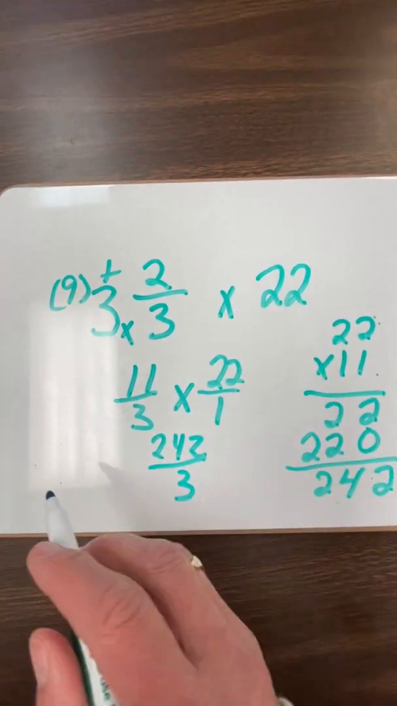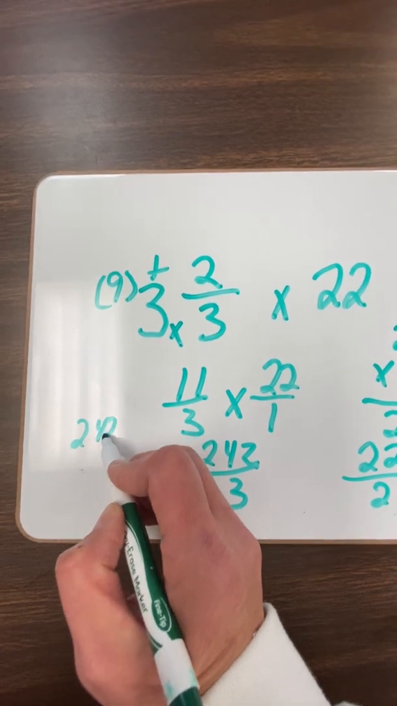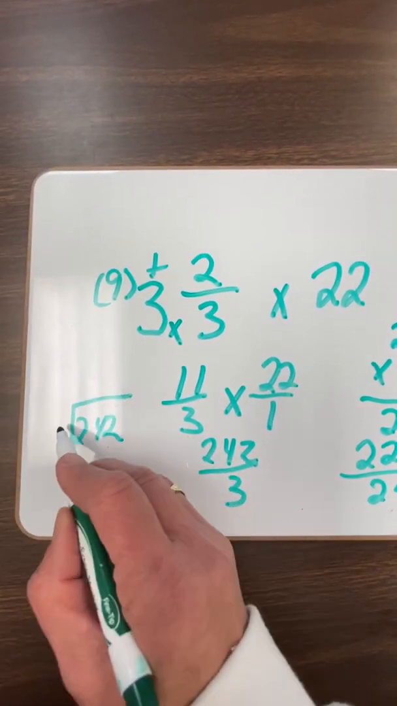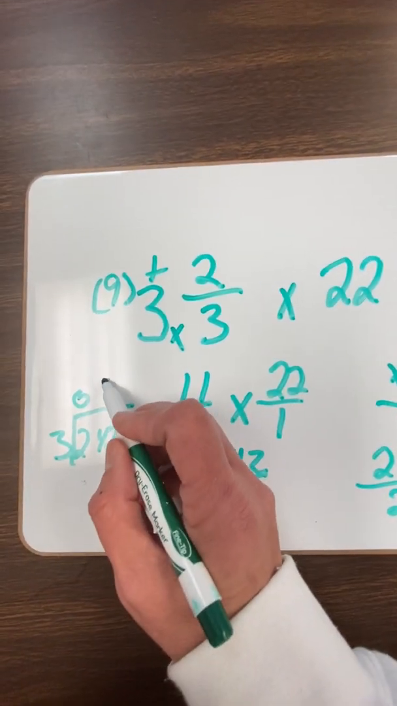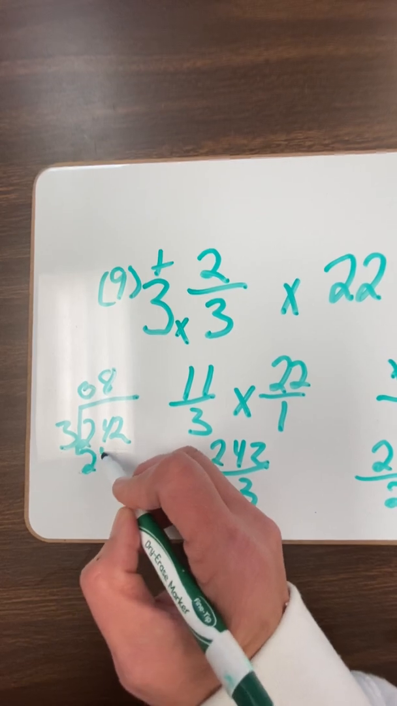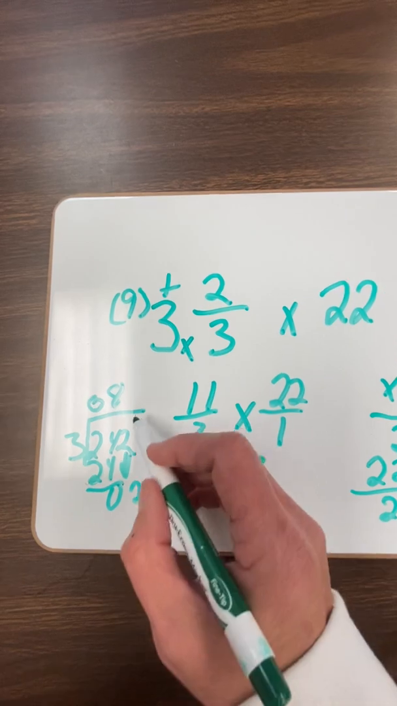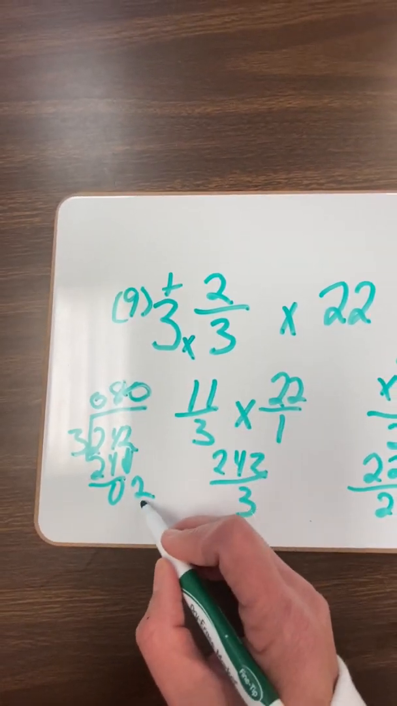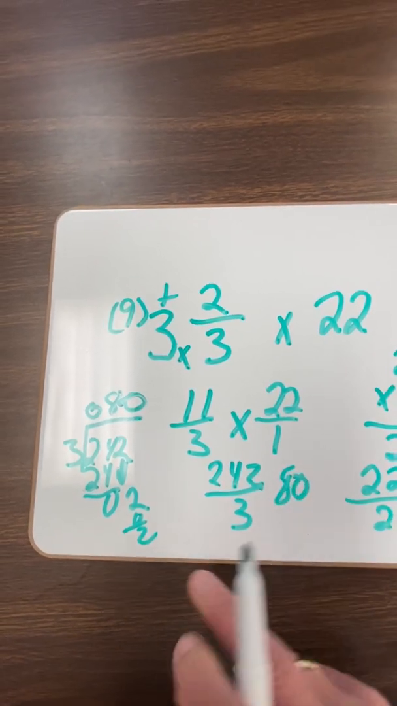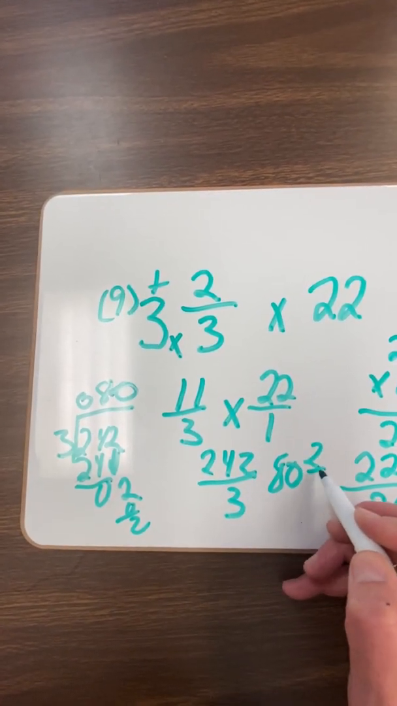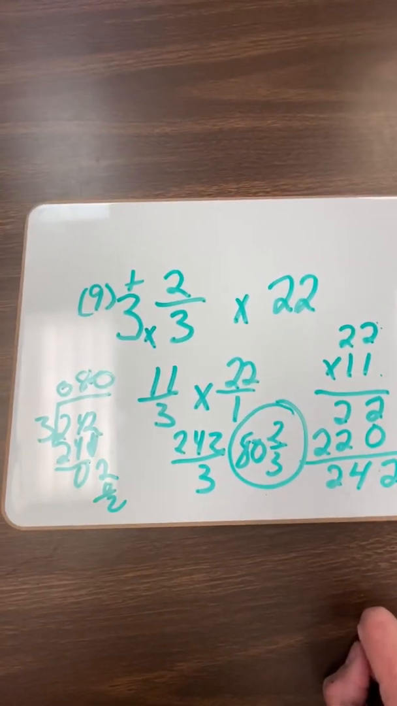Okay, so now we have an improper fraction. So now we have to take 242 and divide it by the denominator, which is 3. 3 can't go into 2. 3 goes into 24 8 times, which is 24. Bring down the 2. 3 cannot go into 2, so we're going to put a 0 up there. And it's going to leave 2. So now it's going to be 80 and 2/3. 80 and 2/3 would be your answer.